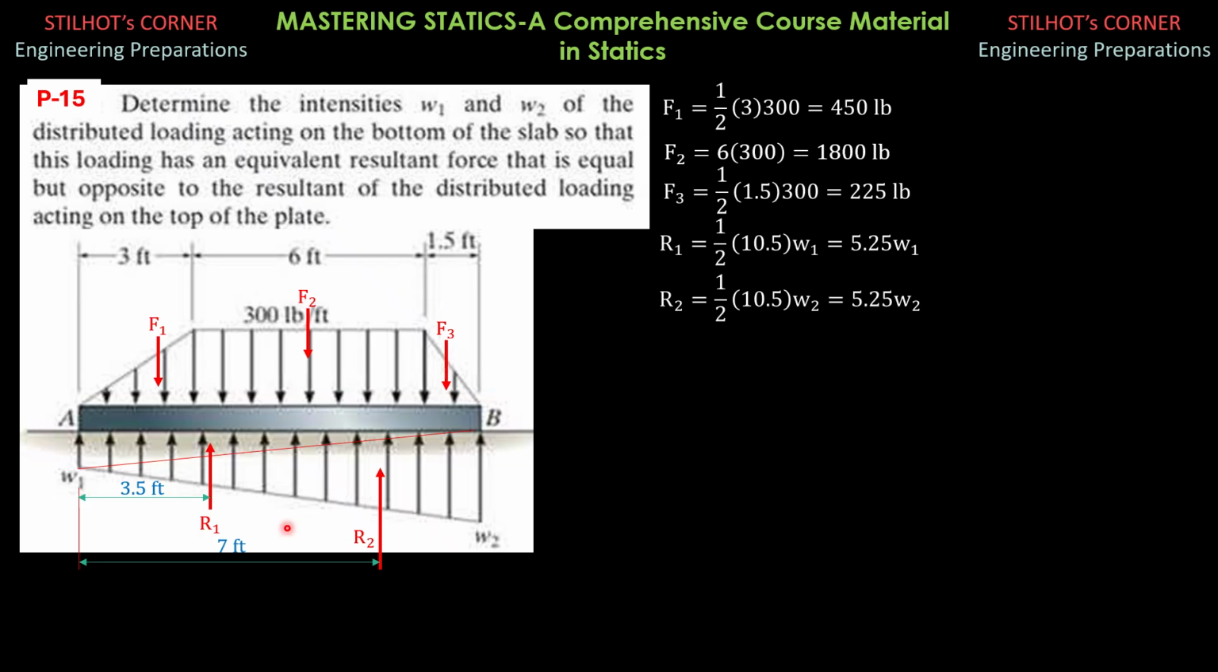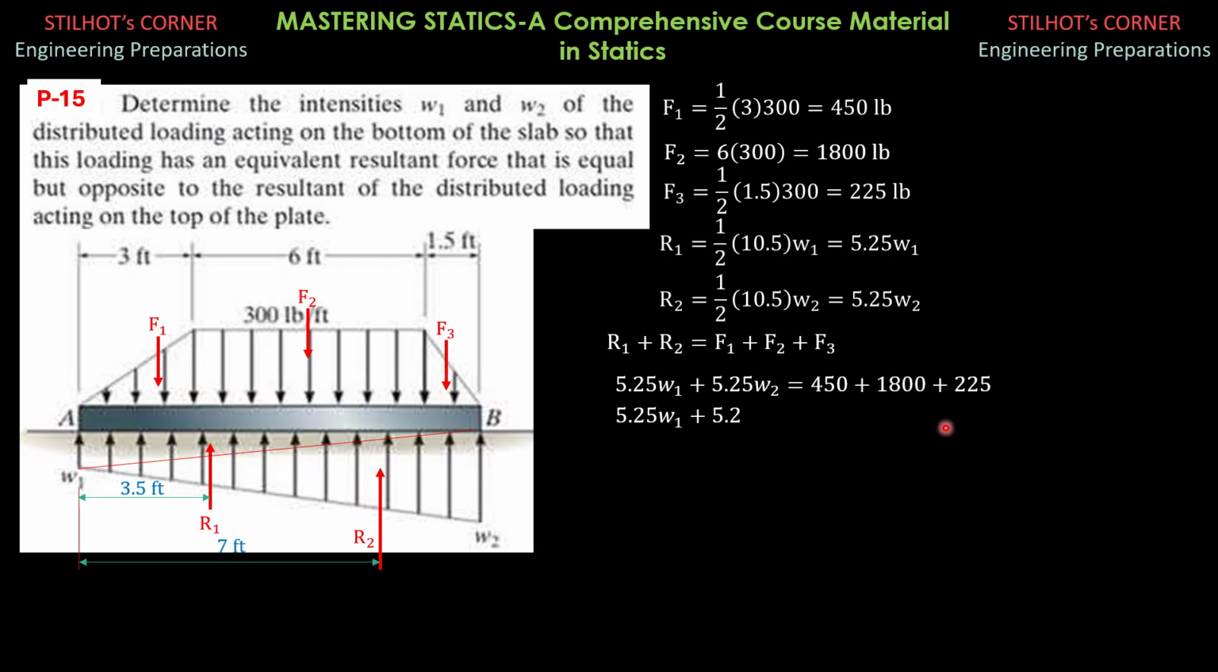So the summation of vertical forces must be zero, or downward forces should balance upward forces. That is R1 plus R2 equals F1 plus F2 plus F3. So substituting, 5.25 W1 plus 5.25 W2 equals 450 plus 1,800 plus 225. Simplifying, 5.25 W1 plus 5.25 W2 equals 2,475. Let's call that equation 1.